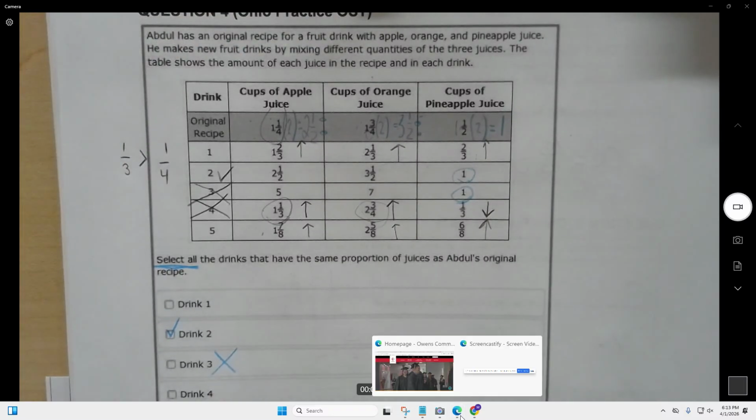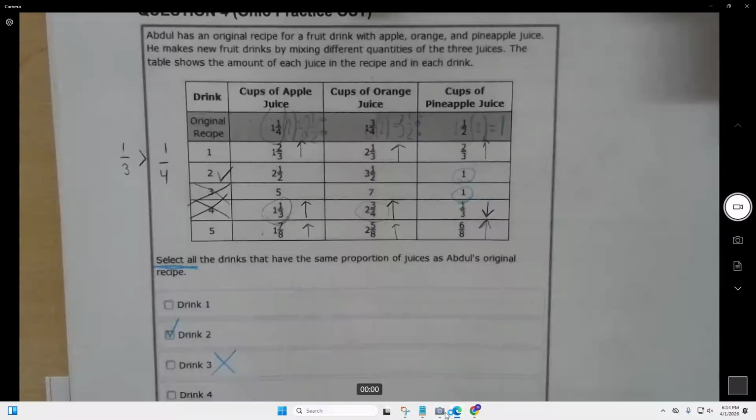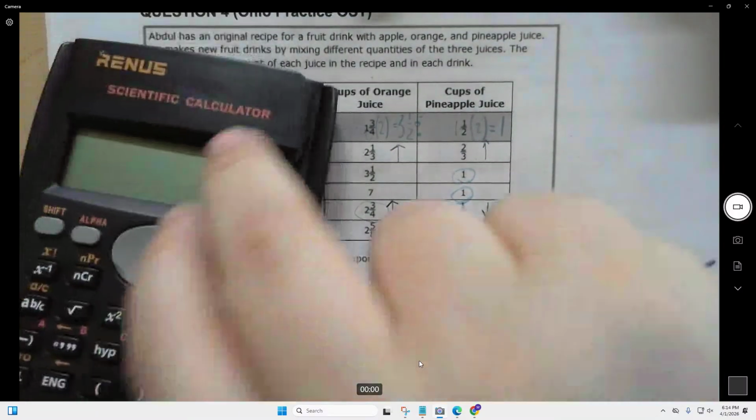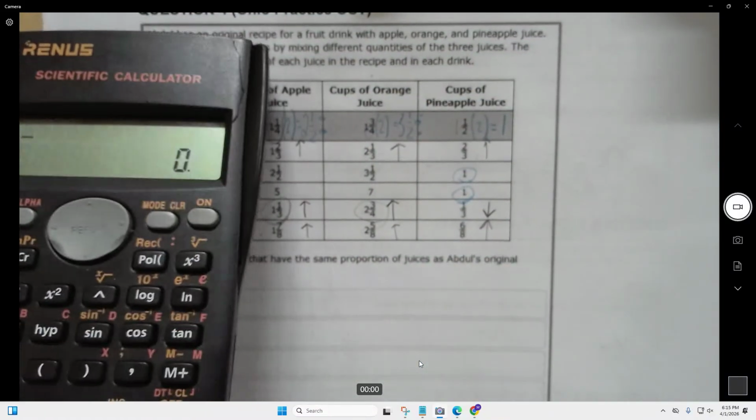Oh my goodness. So I have to look at this question for a couple minutes. The Ohio Practice OST doesn't tell you which questions you're allowed a calculator on. I'm going to assume that you are allowed a calculator for this question because this question would be way too time consuming if you were not permitted a calculator. So here's what we're going to do.